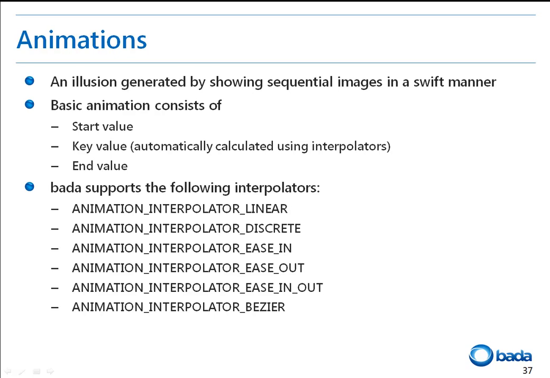An interpolator defines the rate at which an animation changes in the given environment. Interpolators can cause various acceleration effects in an animation. The types of interpolators supported by bada are linear, discrete, ease in, ease out, and Bezier.